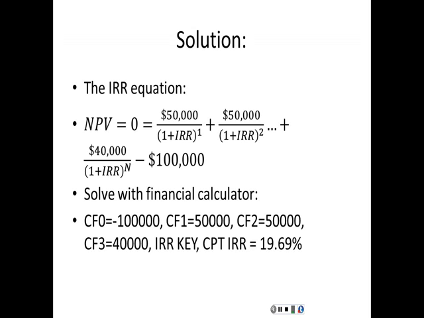Now on a financial calculator, the only way to really do this is with the cash flow function. So we enter the cash flows. Make sure you have a cash flow at time 0. That's our initial investment, and it needs to have a negative on it because it's an outflow. Once we have the cash flows entered, we hit the IRR key and compute the IRR. So here, our internal rate of return is 19.69%. So for every dollar we have invested in this project, it returns 19.69% per year.